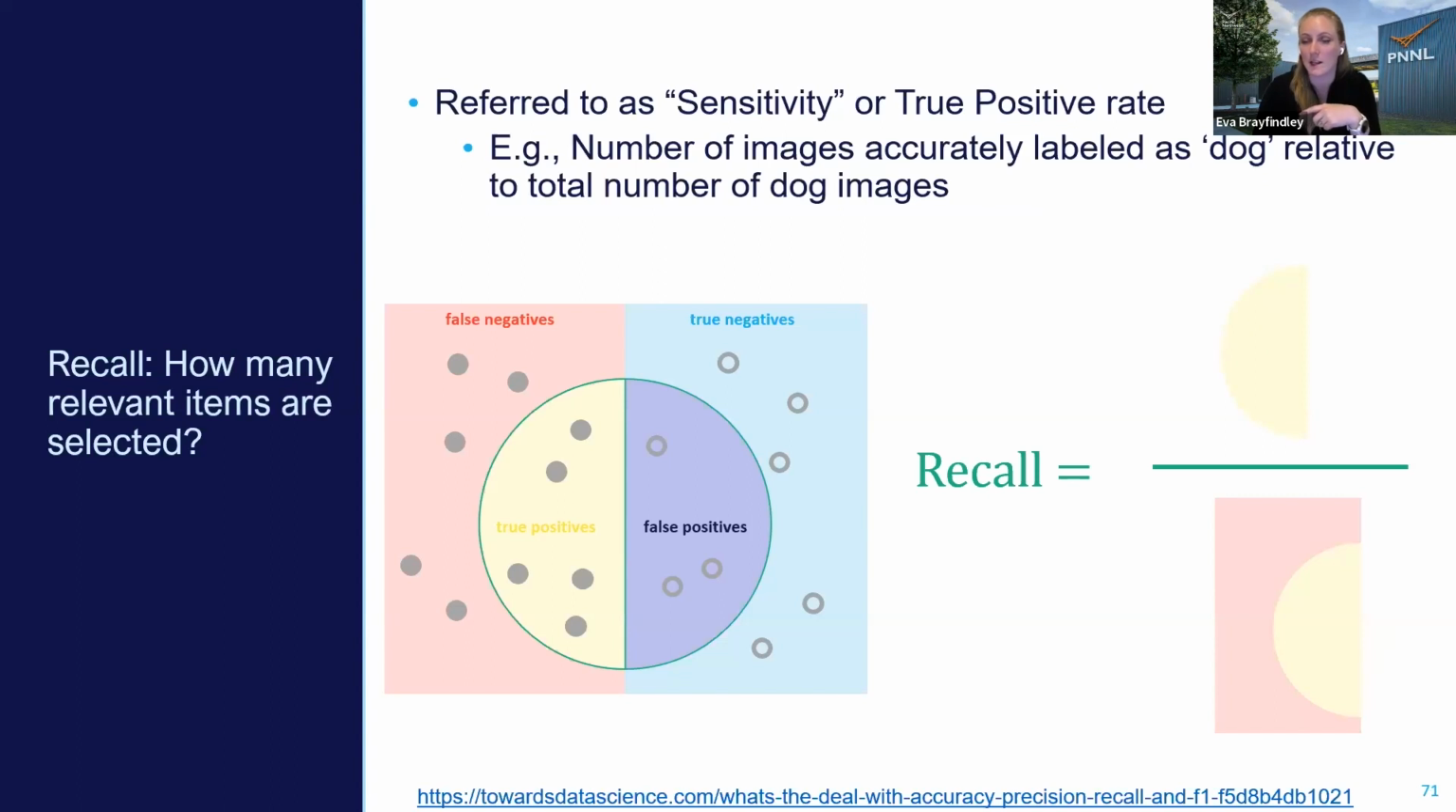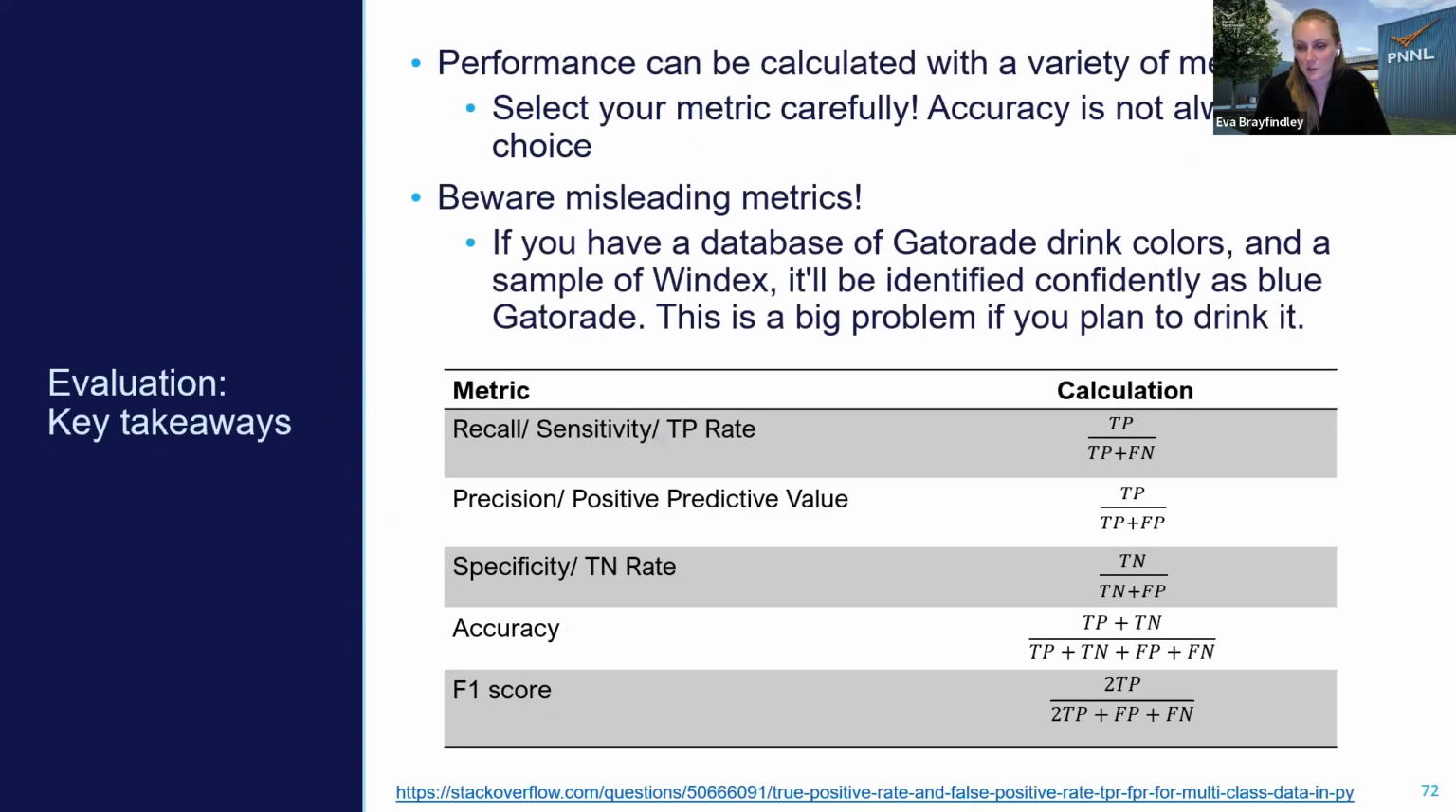Recall is its counterpoint, and it's often referred to as sensitivity, and this is what we think of as a true positive rate. This is the number of true positives over all of the things that should have been called a positive. So this is that whole population. So in this case, it's the number of images that are accurately labeled as dog relative to the total number of dog images in the data set itself. So those are two metrics that you see a lot. There are some other ones that you'll see, and I've got them listed in this table here, but those are ones that you'll see a lot in the literature.